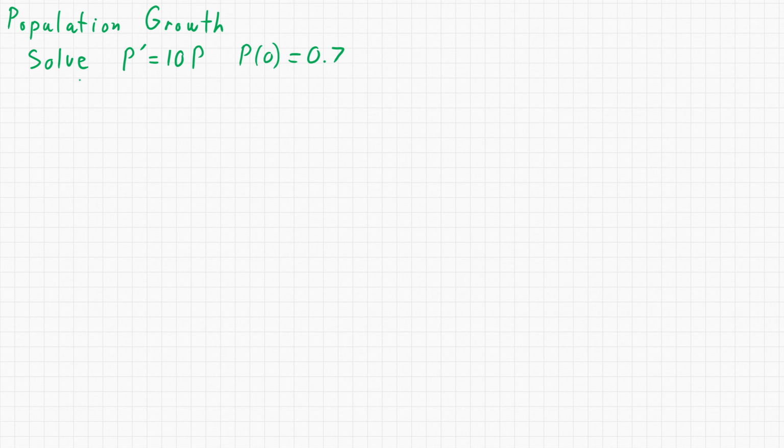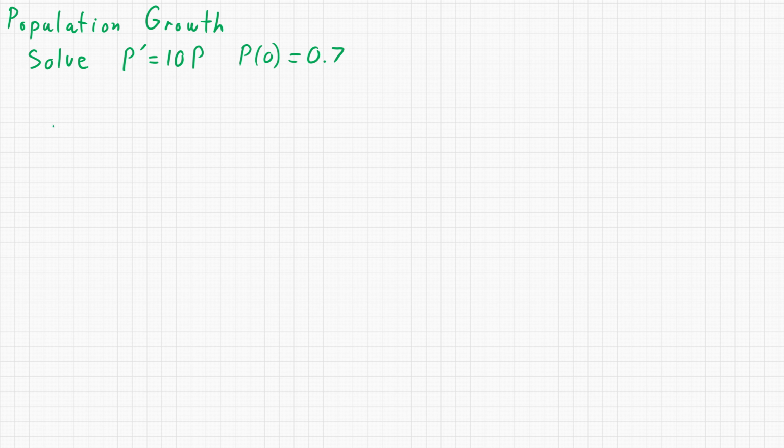This example is to solve a population growth initial value problem, and that problem is p prime equals 10p, and our initial condition is p at time t equals 0 is equal to 0.7. Alright, so let's go ahead and solve this one with integrating factor.